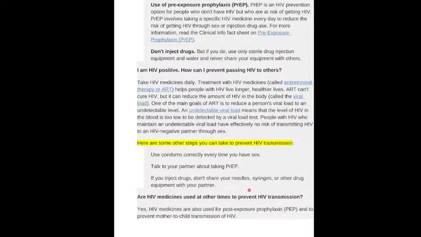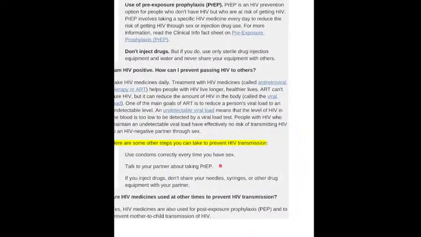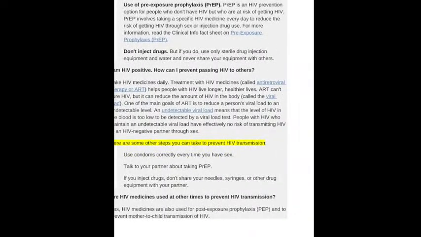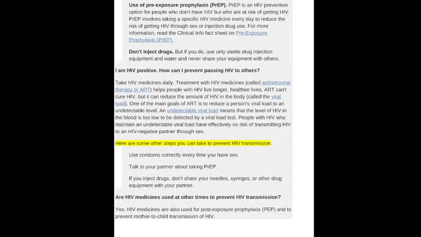Now, here are some of the steps. I think I have already mentioned them. If you inject drugs, don't share needles and syringes. Use condoms correctly. Talk to your partner about HIV or PrEP medication. Of course, my advice would still be that if you are not infected, please make an effort so that you don't get the virus.